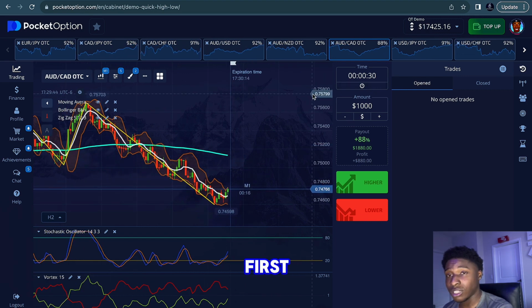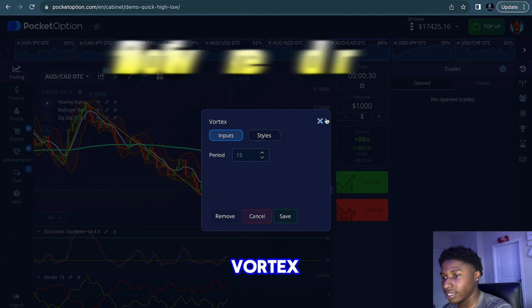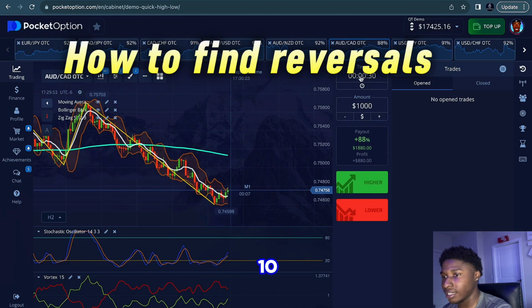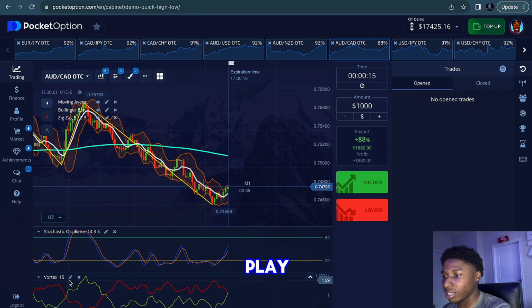You know what I'm saying? The first option that you pick is more likely right. So that's the indicators, guys. And also with the vortex, we have the vortex at 15. Now this is for a 10-second time frame on a trading chart, the vortex at 15. So if you are trading, you know, a minute, you just want to play around with this vortex.